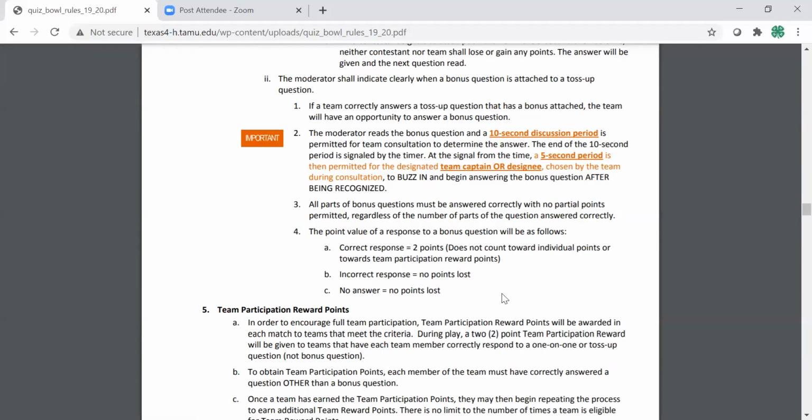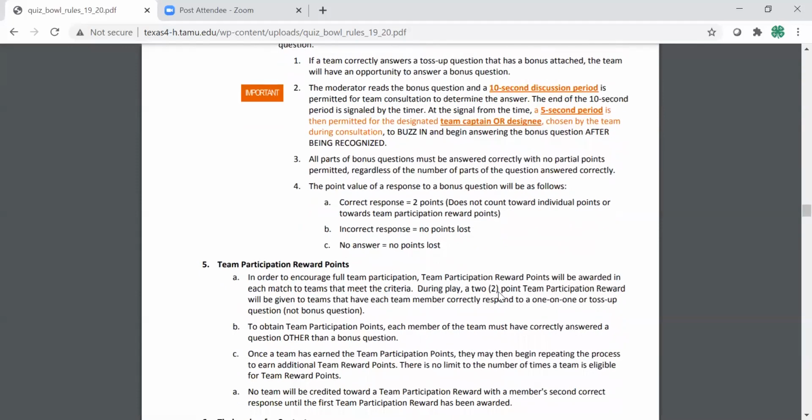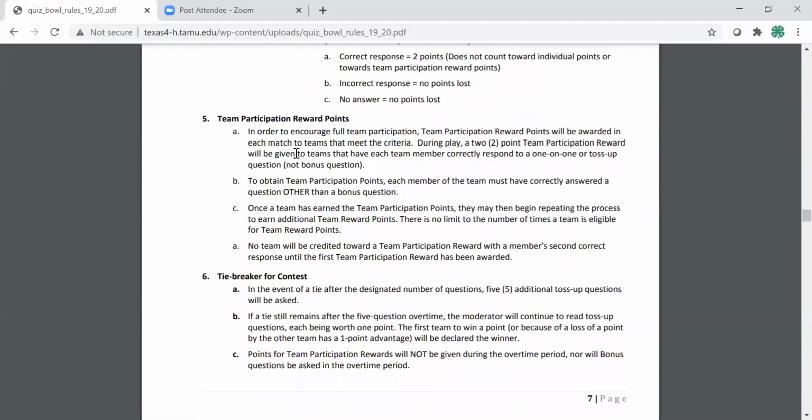Building on that, if I were coaching, I would also tell teams that if they did not know the question and they were in a tight race or already winning, I wouldn't be throwing out random guesses, because an incorrect response does lose a point.